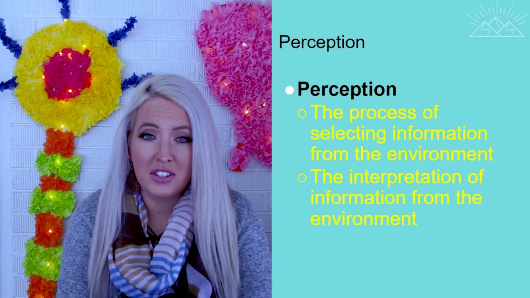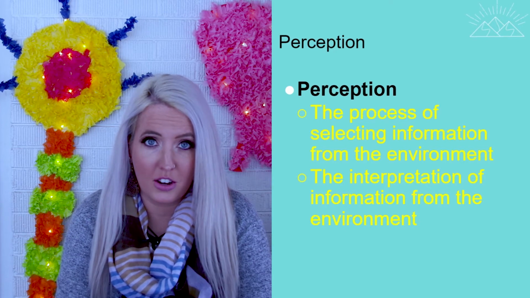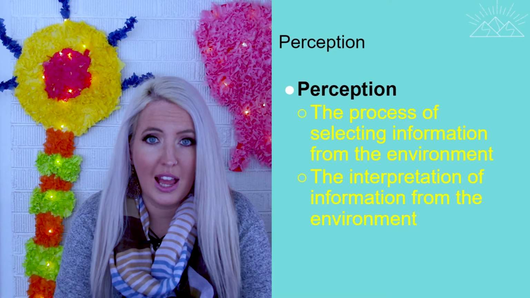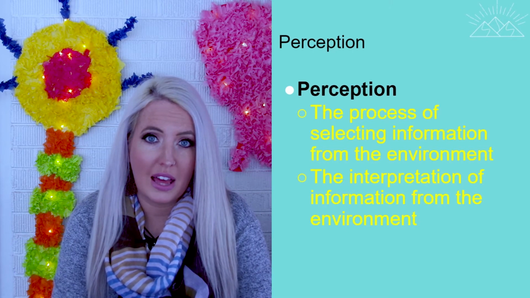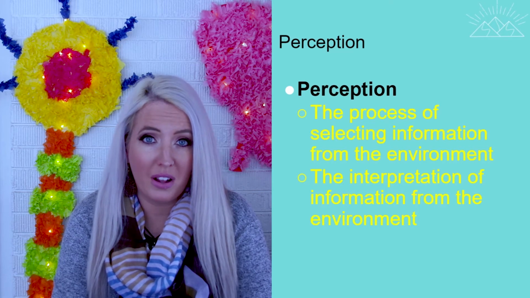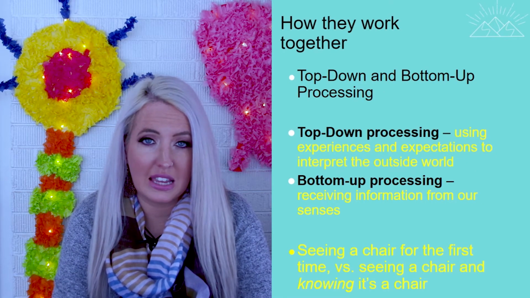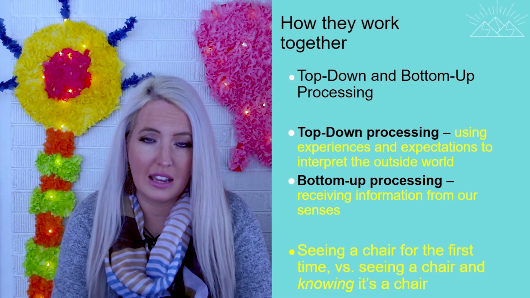It is selecting the pieces of the environment that we want to pay attention to, and then interpreting that information from the environment. And we'll talk about that more a little bit later. But sensation and perception work together to help us to both build our understanding of the world and make sense of things that we have already seen. And we call this top-down and bottom-up processing.